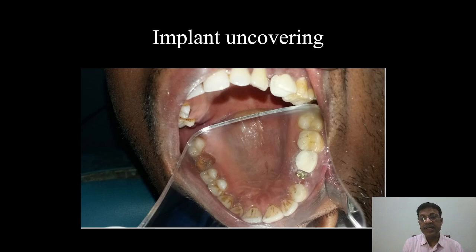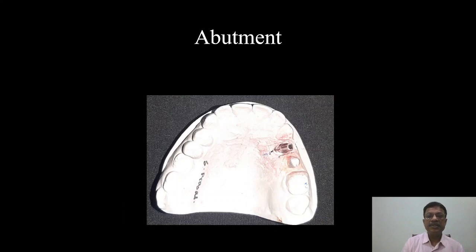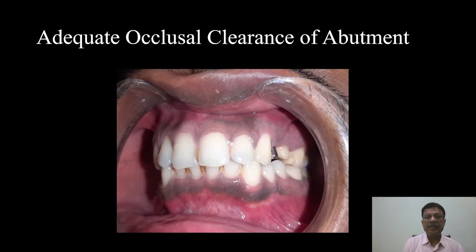Here you see that implant uncovering surgery is undertaken. After uncovering, we place an impression coping for the closed mouth impression technique. The abutment in the cast is adjusted occlusally to get the necessary occlusal clearance. The abutment is placed into the mouth and we can see that we have got a good occlusal clearance for the proper restoration to be placed on it.